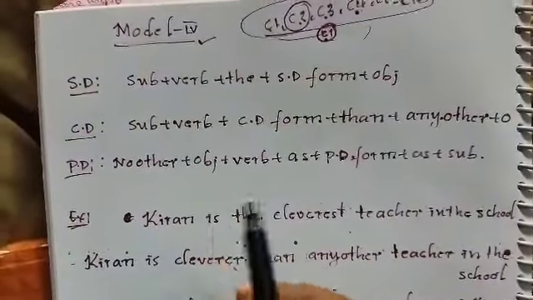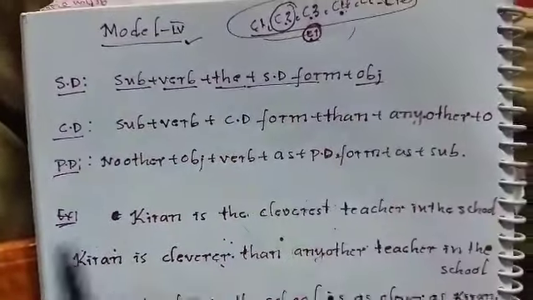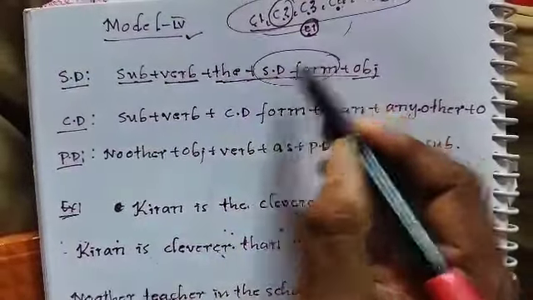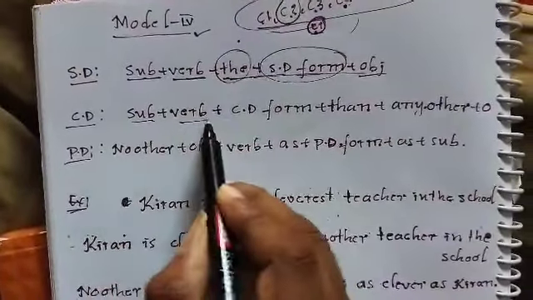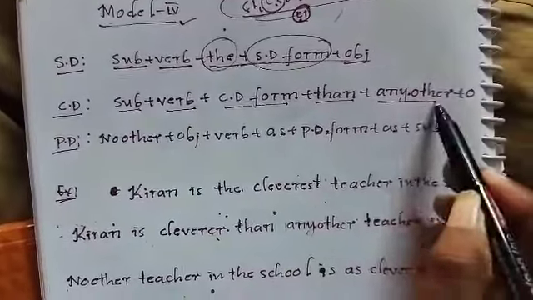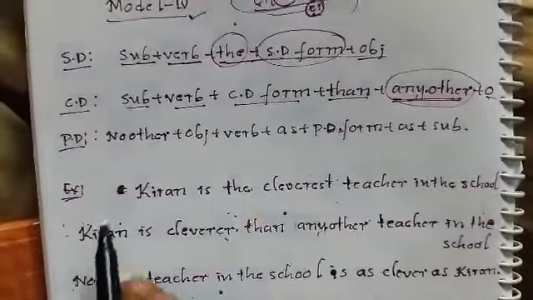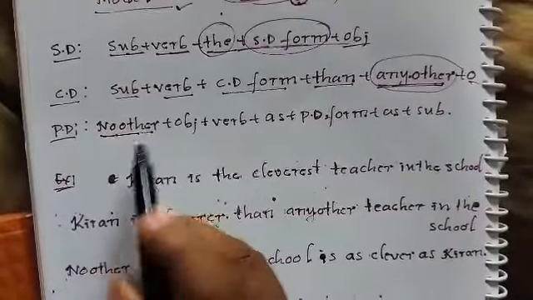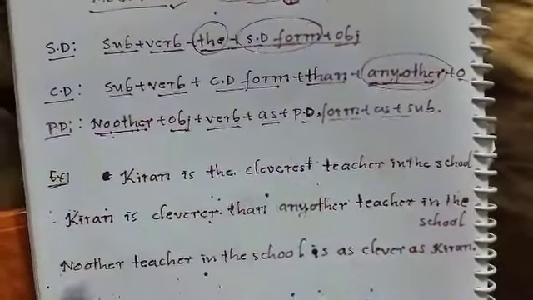So we will use the structure: subject, verb, the plus SD form, plus object. Every superlative degree, before it we have to use the definite article. Next, subject, verb, CD form plus than plus any other, the keyword, you remember that keyword, any other plus object. So next, in positive degree we use "no other". In that, "very few other", but here "no other". So object plus verb plus as plus PD form plus as plus subject. Okay, the examples are.